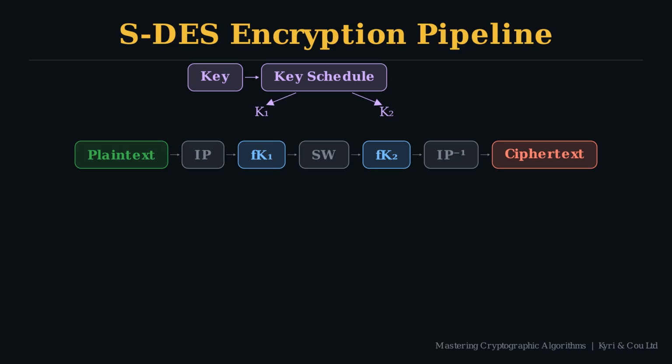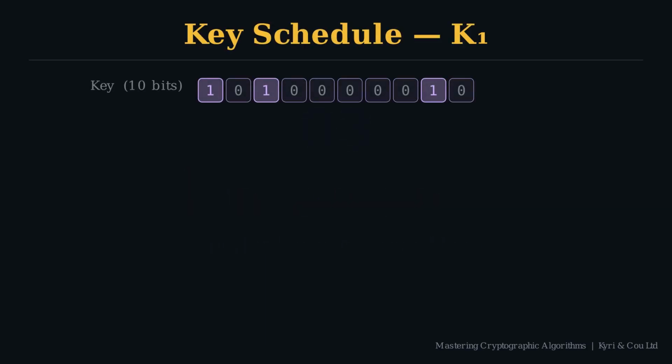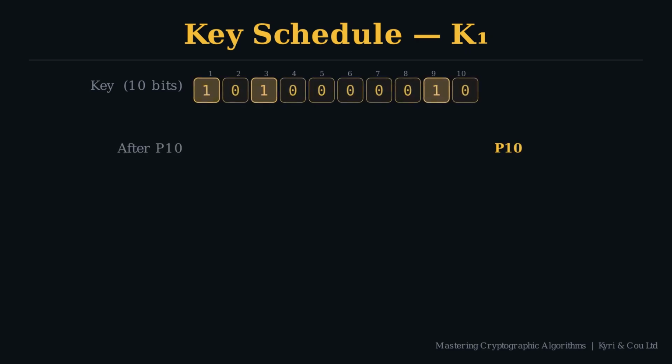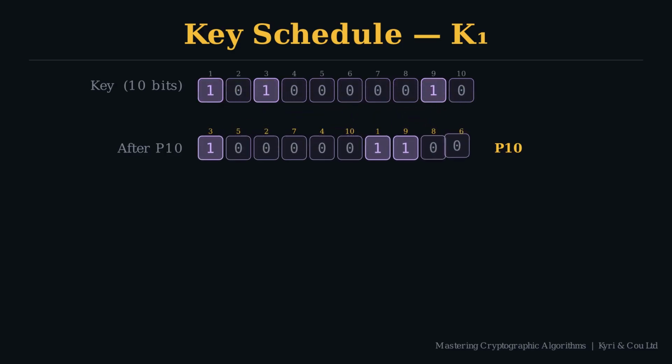We start with the key schedule because the rounds can't run without their keys. The key schedule has one job, which is to turn one 10-bit key into 2 8-bit round keys. Here's our master key again, 1010000010. Each position is numbered from 1 to 10, and those numbers matter because permutations move bits by position rather than by value. The first step is P10, which is a fixed shuffle of all 10 bits. The table says that position 3 moves to slot 1, position 5 moves to slot 2, and so on for all 10. Nothing's discarded yet, every bit just changes seats.